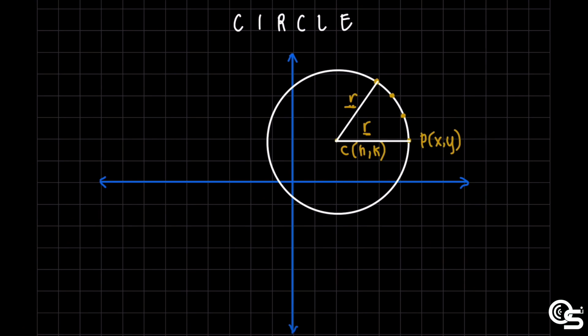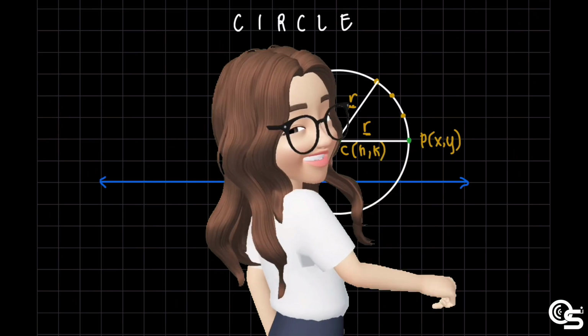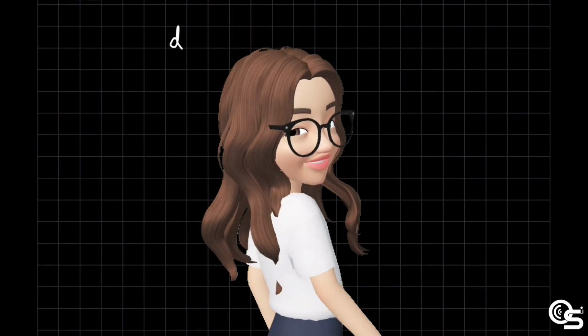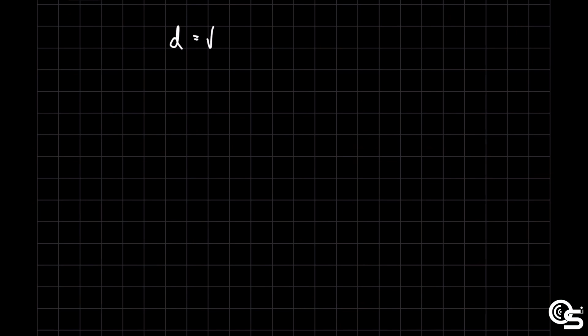So, in order for us to have the standard form of the equation of a circle, we will derive the formula. Let's go back to the circle. As you can see, we are finding the distance between the center and a point. So, we will find the distance between 2 points. The formula is: the distance is equal to the square root of (x sub 2 minus x sub 1) squared plus (y sub 2 minus y sub 1) squared. And this would be our distance formula.